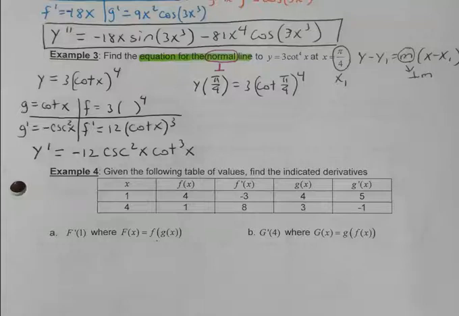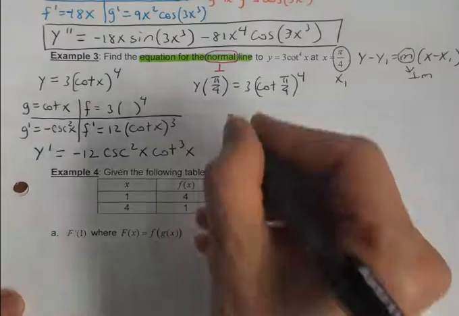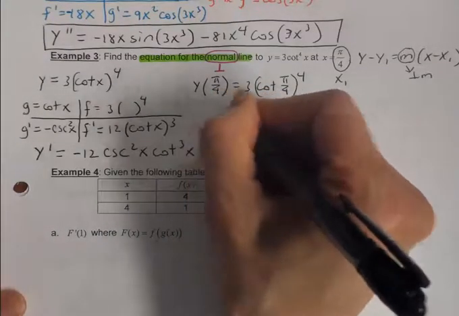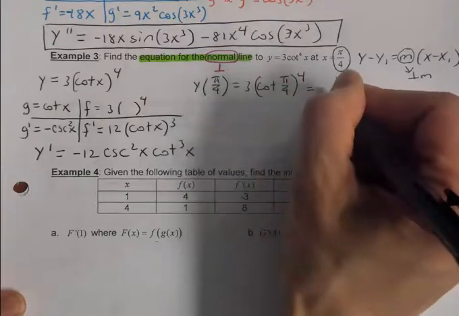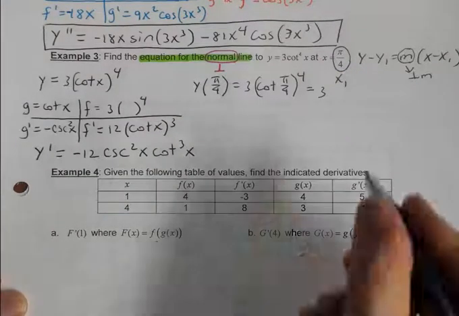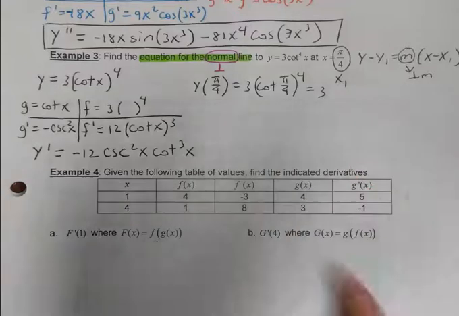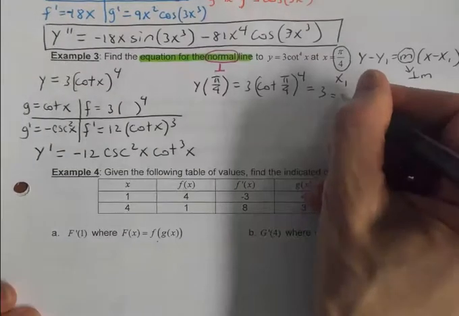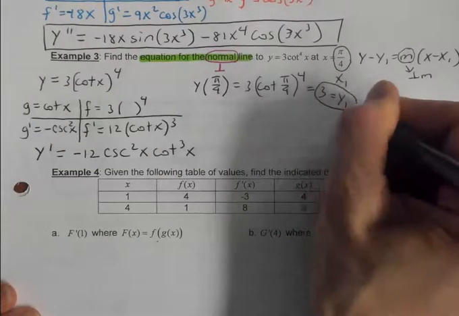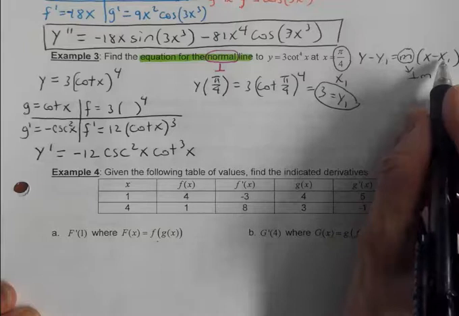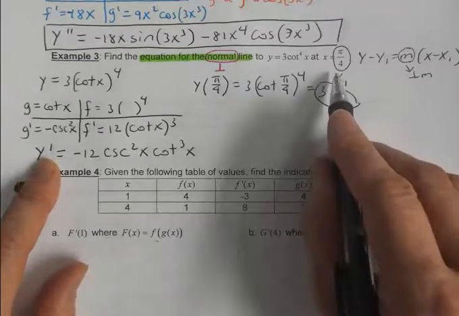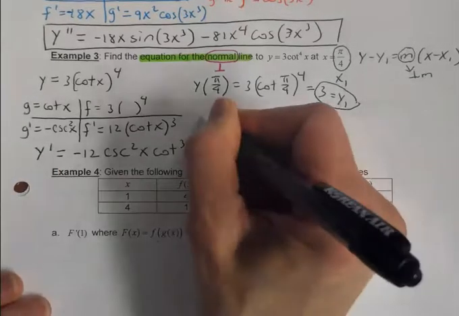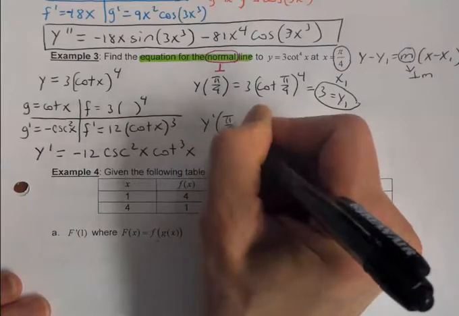Okay, unit circle values. What's the cotangent of pi over 4? 1. Yep. So then you get that to equal 3. That's exactly what we want for this. So this one would be your y1. So we've got our y1 and our x1. Now we need to calculate the derivative at pi over 4. So then I want to find y prime of pi over 4.